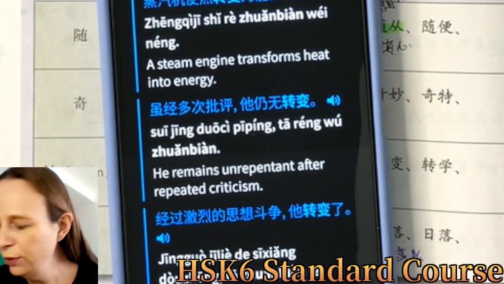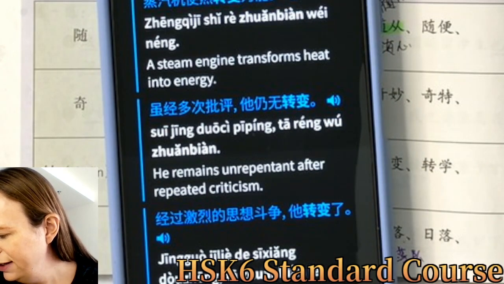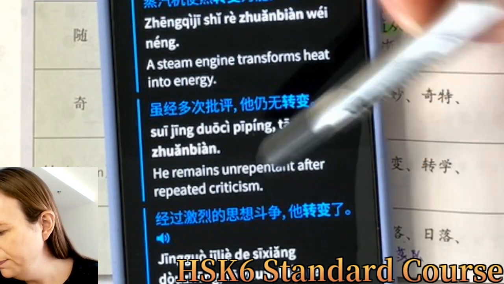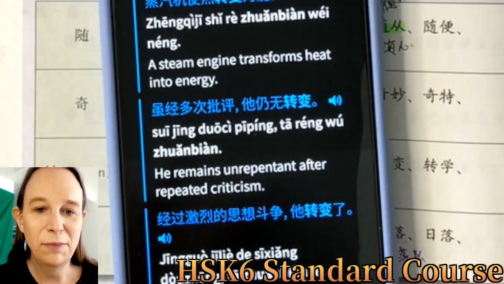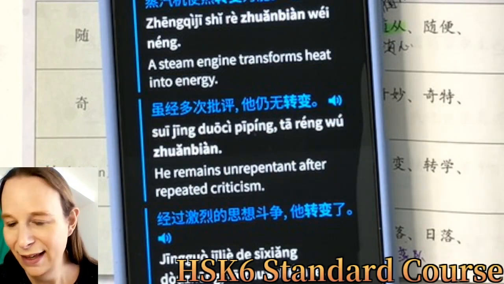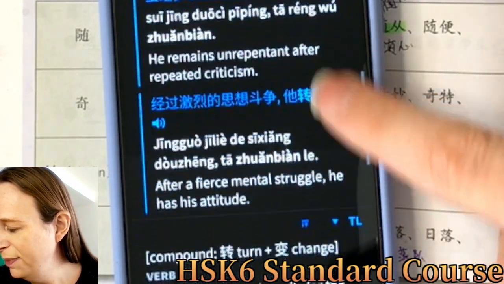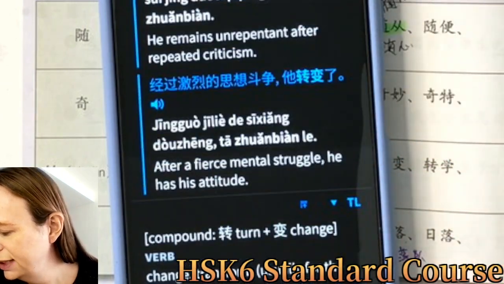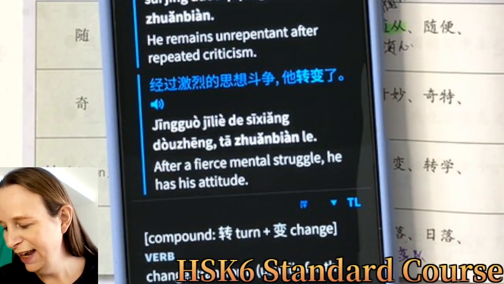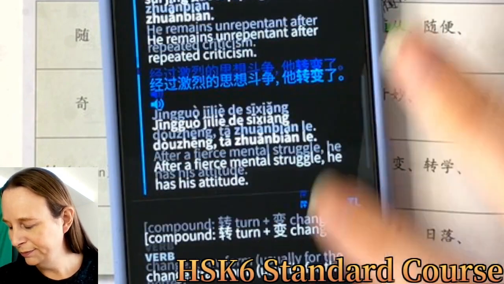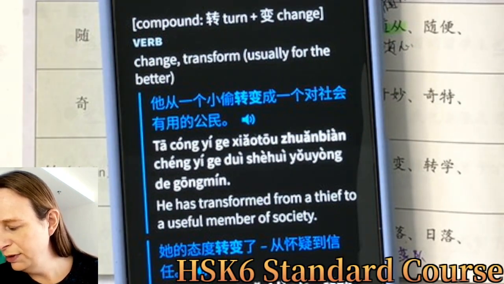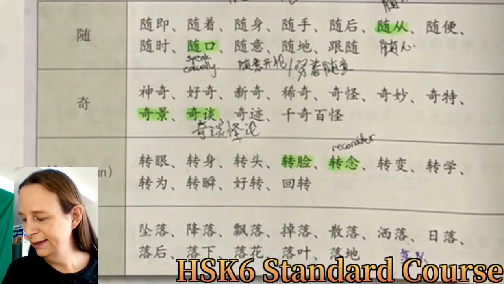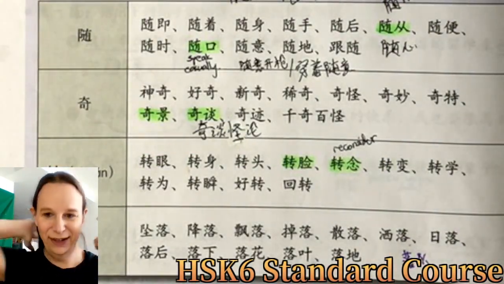虽经多次批评，他仍无转变. So even though he's gone through multiple criticisms, he's still unrepentant. He hasn't changed. It's kind of just another change. 他从一个小偷转变成一个对社会有用的公民. All right. It's just another word that means change, right?